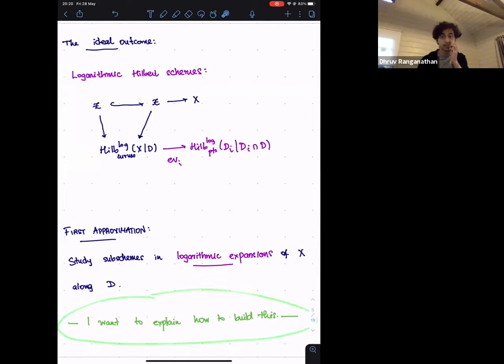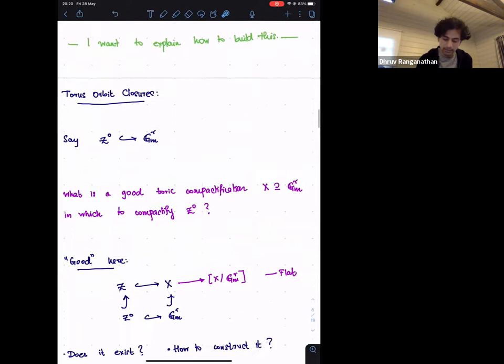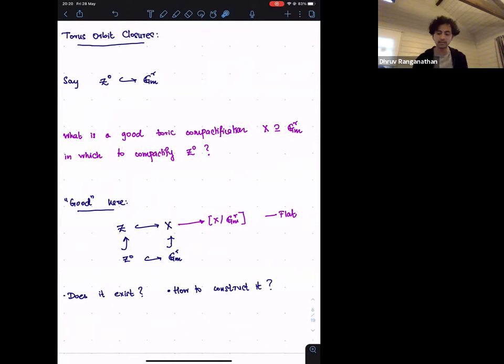Okay, but I'm going to start with something that might seem at least somewhat unrelated, which is the idea of studying torus orbit closures. So from my view, thinking about this question, this is where it all comes from. The idea really comes from studying torus orbit closures in Hilbert schemes. Okay, so there's a long history of this, I should say. For example, those of you who have attended talks on things like matroids and various other things.